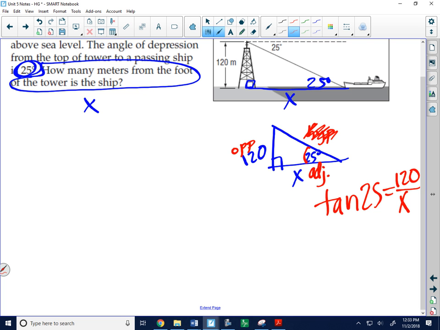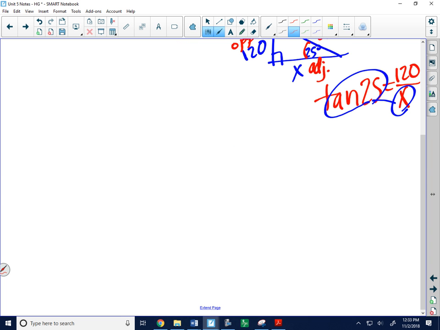So if you can see, this section is just one extra step: have a picture and label it correctly. Other than that, it's just the same as before. Set up a trig equation and solve. This one has the variable down low, so we'll switch it up. X is 120 over tangent 25. We put it in our calculator and we'll get what we're looking for.